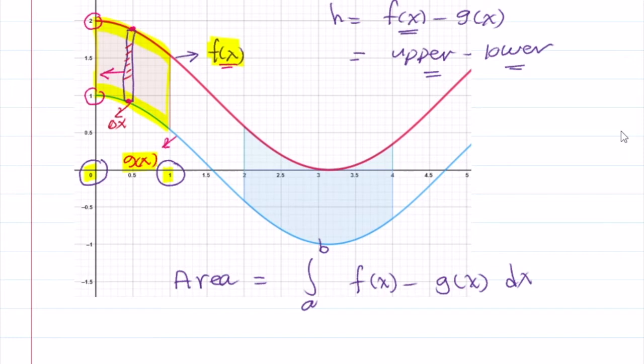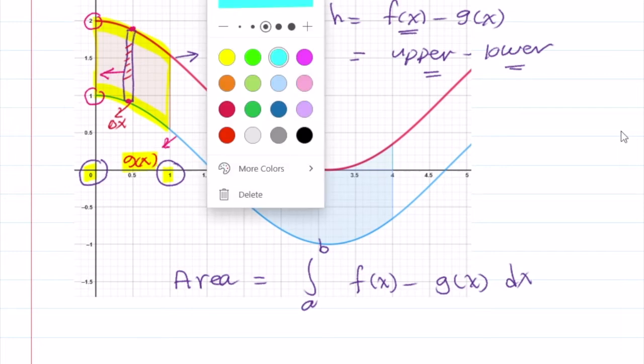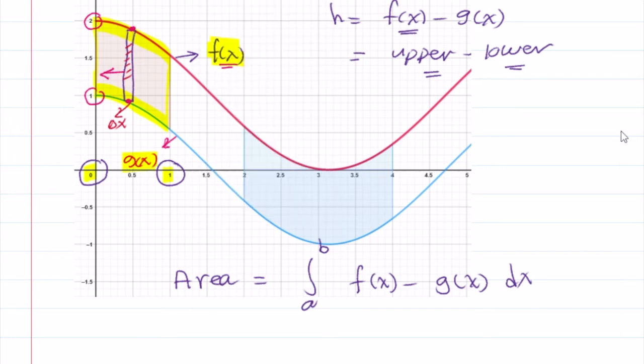Someone can ask, I can use that integral to find the area if the area is above the x-axis. But what can I do if that area is below, or above and below, the x-axis? If I need to find the area between the same two curves at x equal 2 up to x equal 4, how can we find that area?